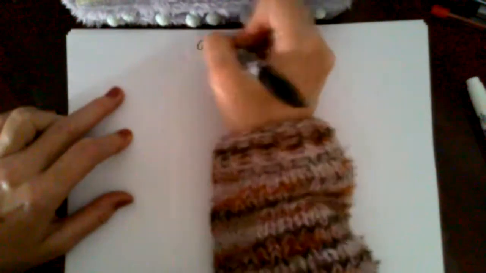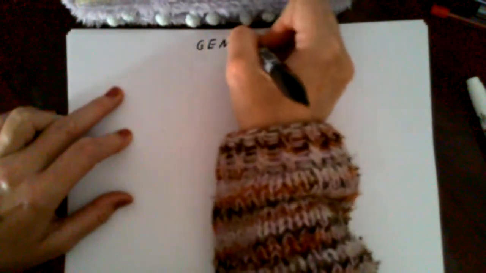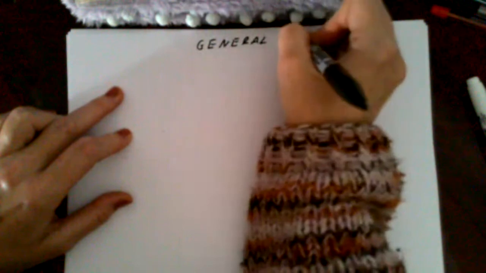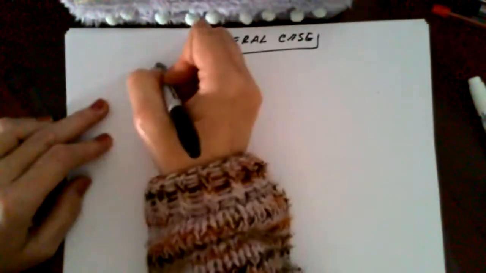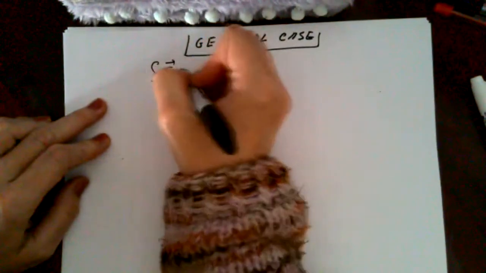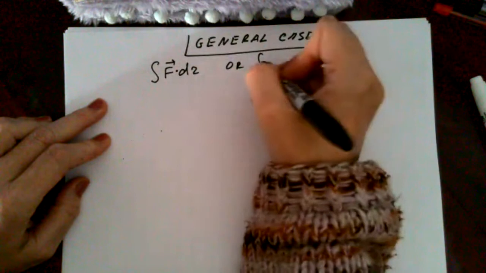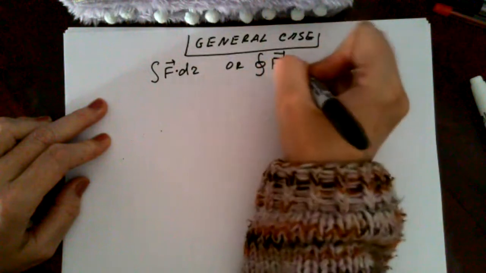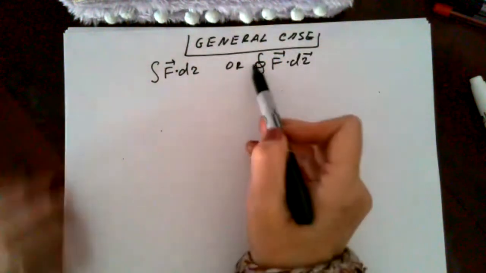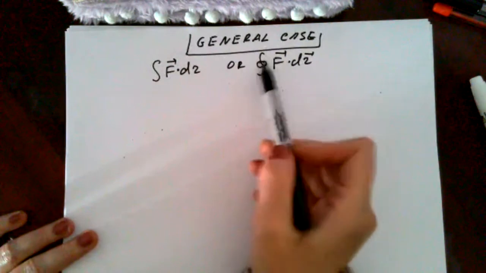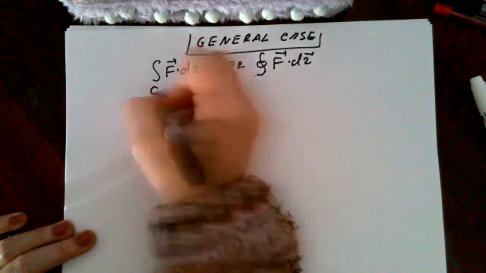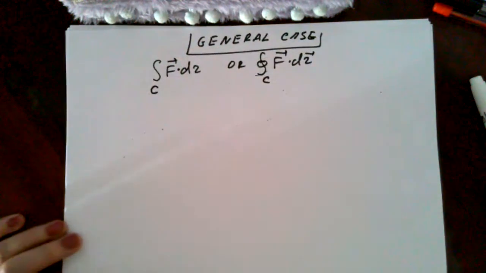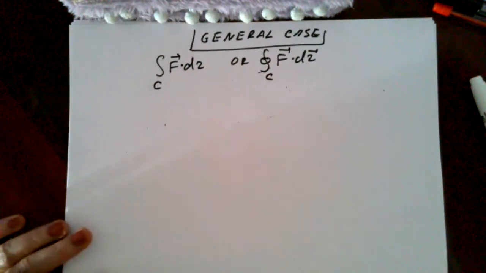So I'm going to write this title again: general case. General case about what? About calculating work integrals, so F dot dr, or maybe even circulation F dot dr. Do you remember circulation has a special notation? This is the circle in the middle of this integral sign, and C is the name of the contour of your path.